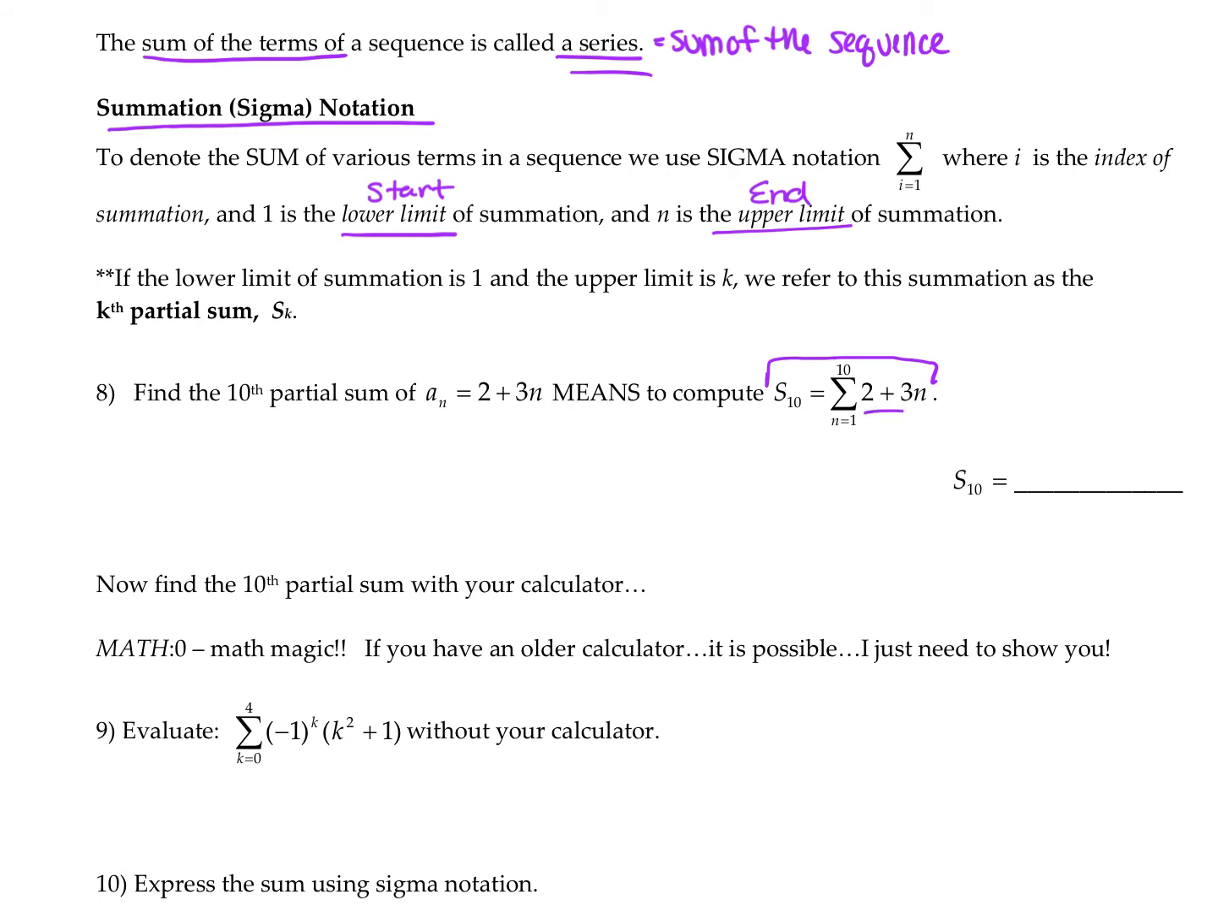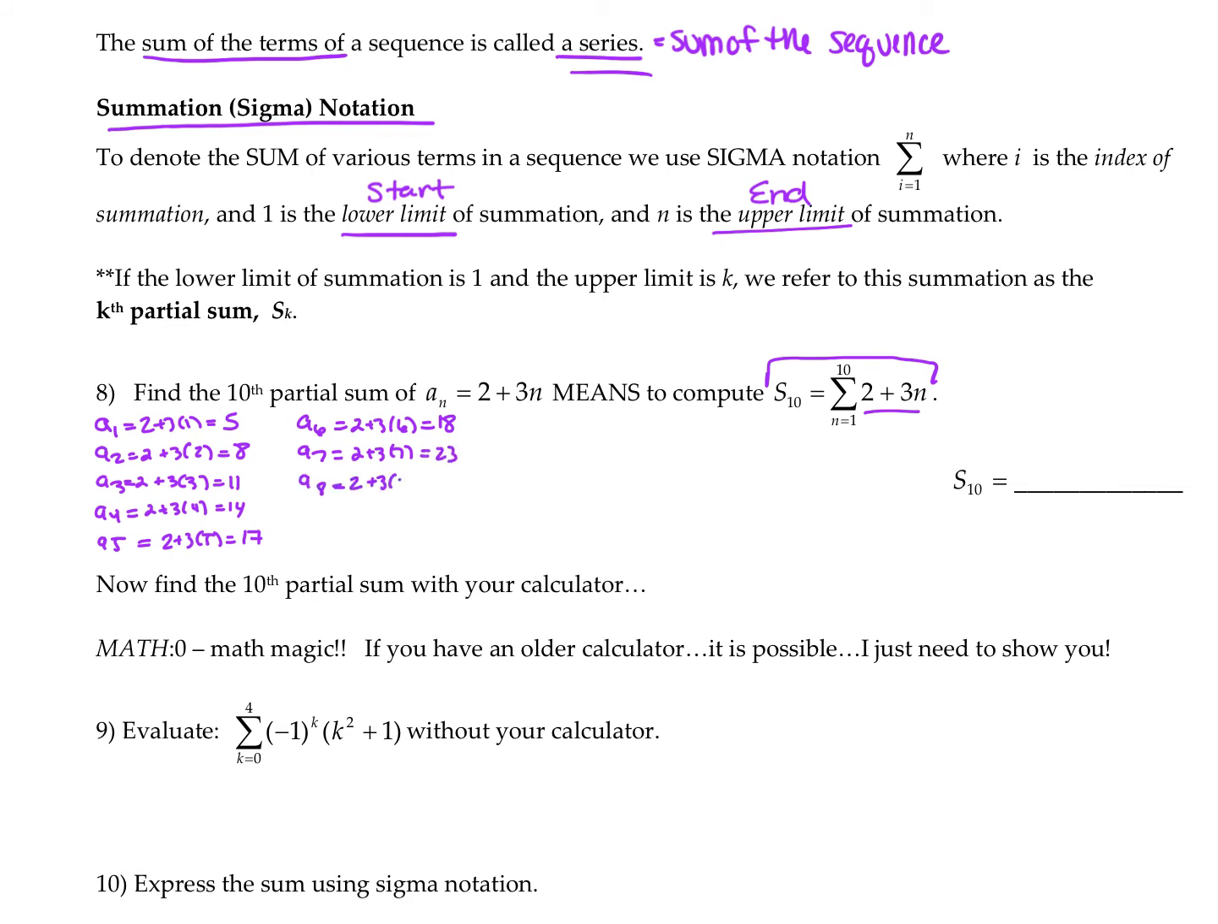I'm just going to use this formula, and I'm going to find all my terms. So A1 would be 5, A2 would be 8, A3 would be 11, A4 would be 14, A5 would be 17, A6 would be 20, A7 would be 23, A8 would be 26, A9 would be 29, and A10 would be 32.